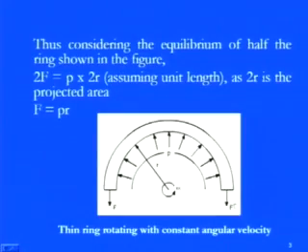Considering both portions, 2 times F is equal to P times 2R. Again, we are assuming a unit length, that means the pressure exerting is always pressure per unit length, and 2R is the projected area, because this pressure is exerting all along this diameter. So P into 2R is the effective portion of this cylinder. It gives 2 times the force exerting on this cylinder, so the force is equal to P times R.